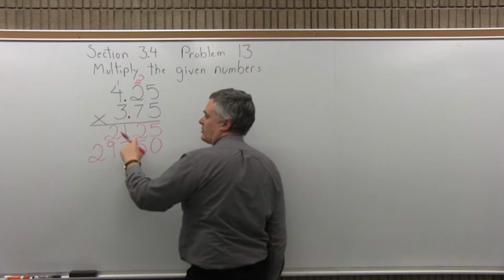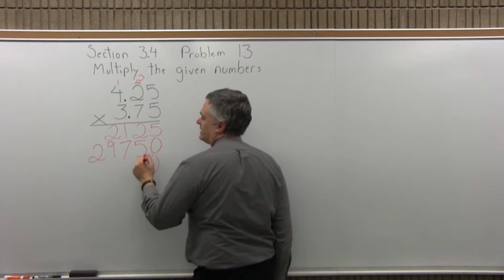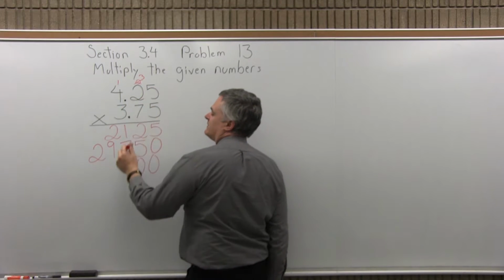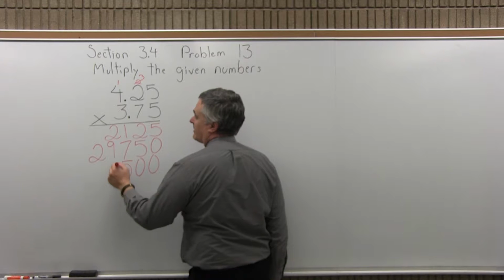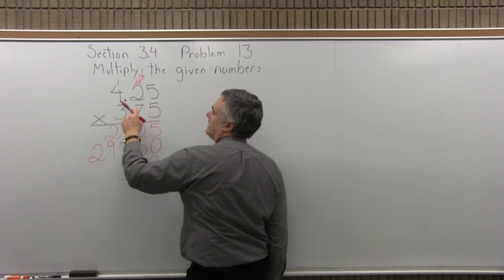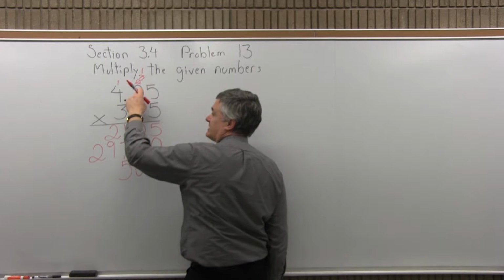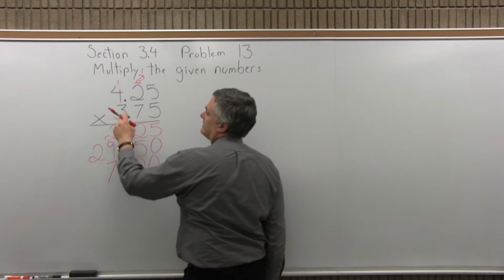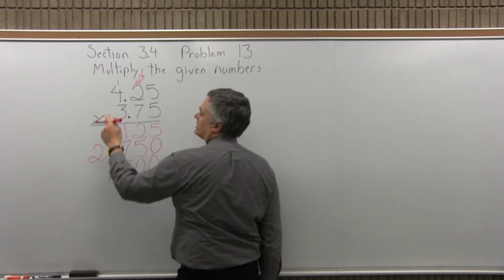I'm going to go down another row for the 3. Now I have to fill in 2 zeros, hold 2 positions. 3 times 5 is 15. Write the 5, carry the 1. 3 times 2 is 6. 6 plus 1 more that I carried is 7. And then 3 times 4 is 12.